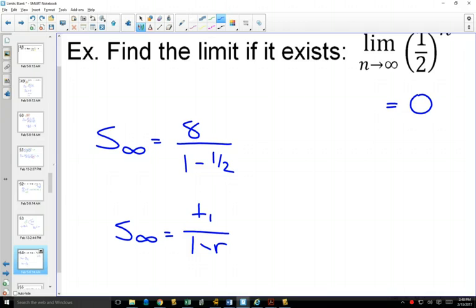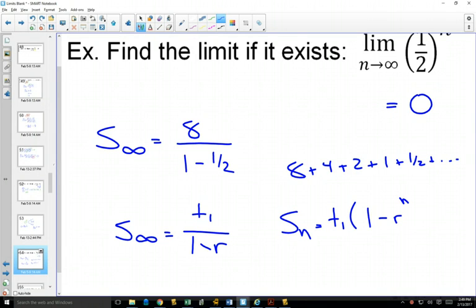Now for adding up, so if I wanted to add 8 plus 4 plus 2 plus 1 plus a half, on and on and on, if I wanted to add up the first 100 of those terms, well, then I would need to use my formula for a geometric sequence, which was t1 times (1 minus r to the n) over 1 minus r. You don't remember that formula, but you learned it in grade 11. It was on your grade 11 formula sheet.